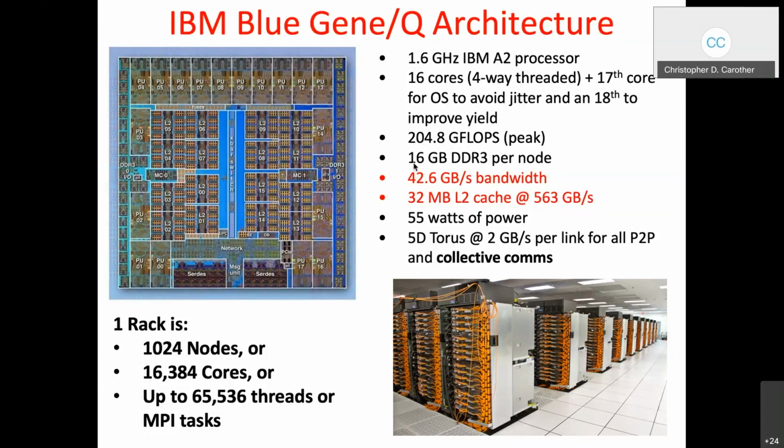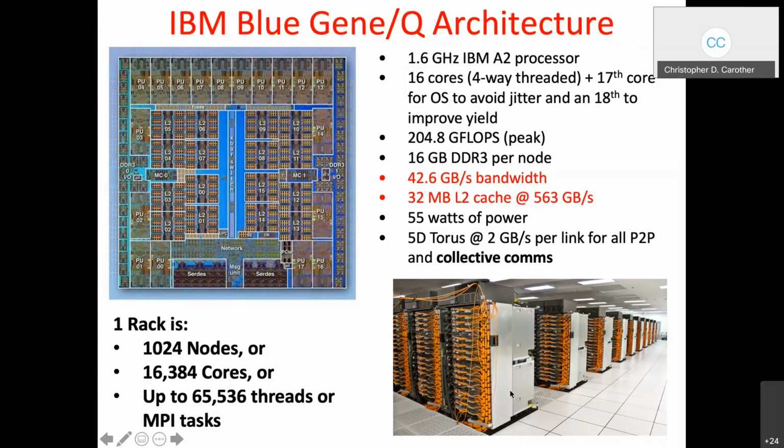And if you took a rack of one of these systems, that meant you got 1,024 nodes, so you'd have 32 gigabytes of L2 cache. So for an application, if it fit more and more in cache, you could get tremendous performance boosts, and you could actually see super linear performance.